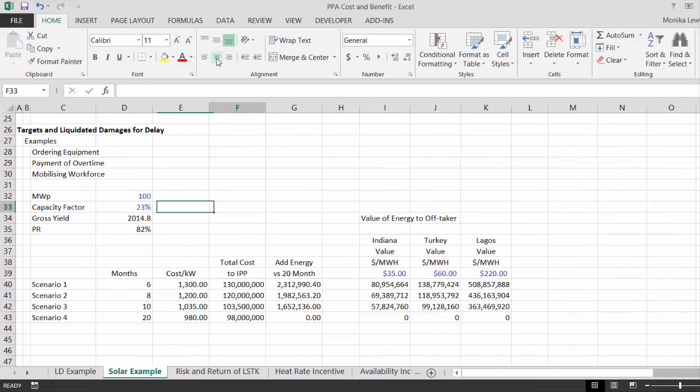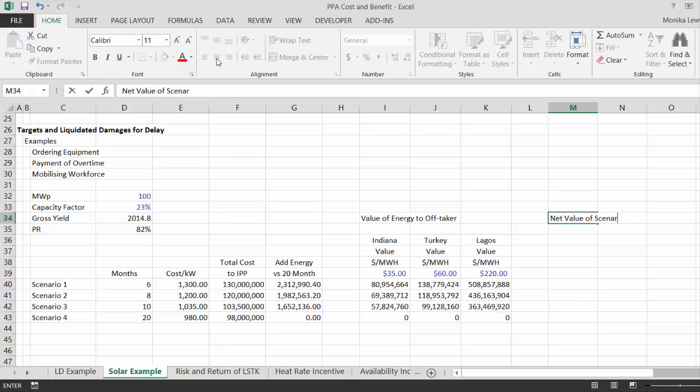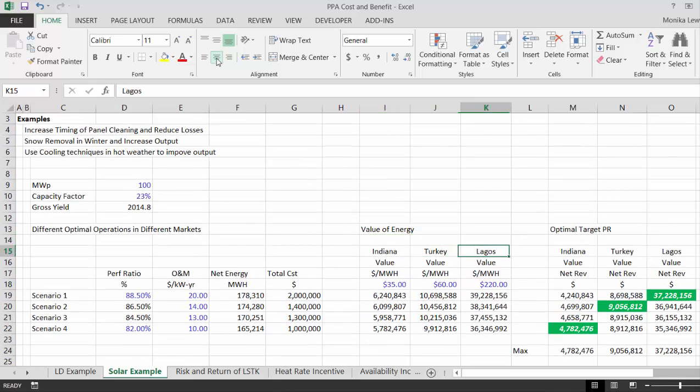Okay. So once we have the value to the off-taker, then we can get the net revenue, or the net value of the scenario. And we'll do the same thing. How about, I'll take these ones, okay?